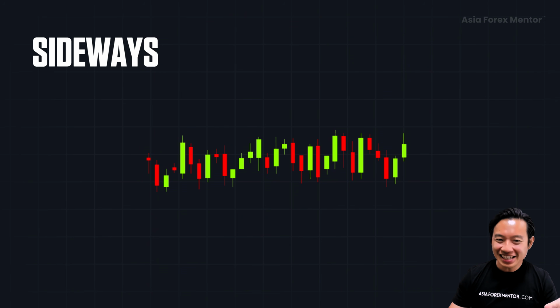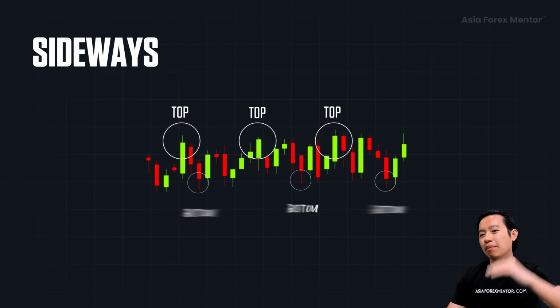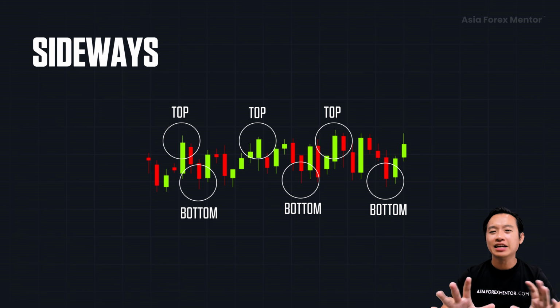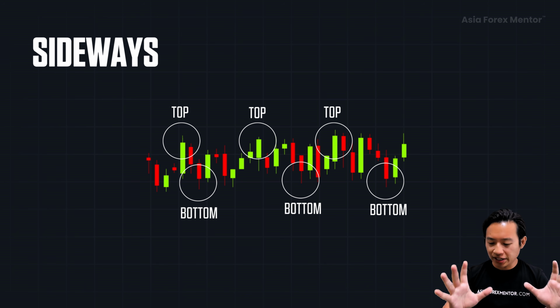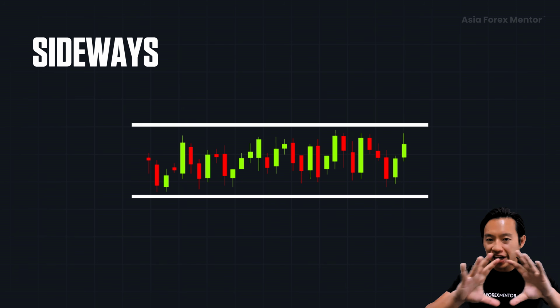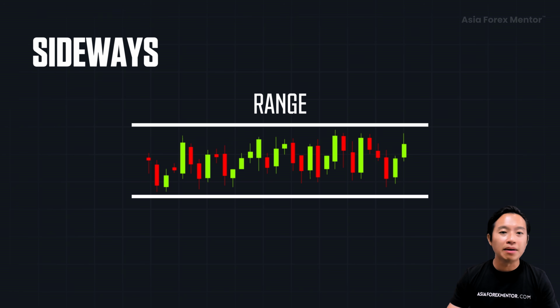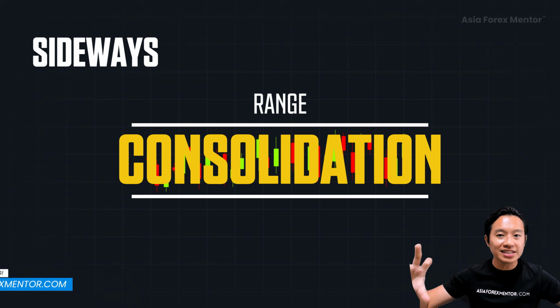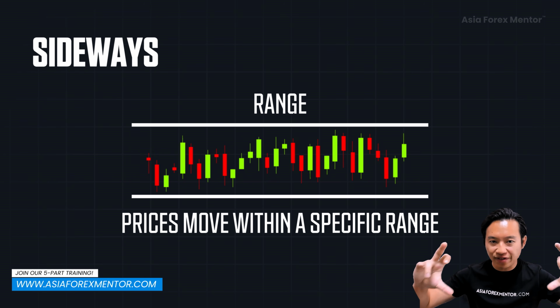In this type of movement, you will notice that the tops and the bottoms are roughly equal, creating what is known as a range. So that's when the market is in a state of consolidation and prices move within a specific range.